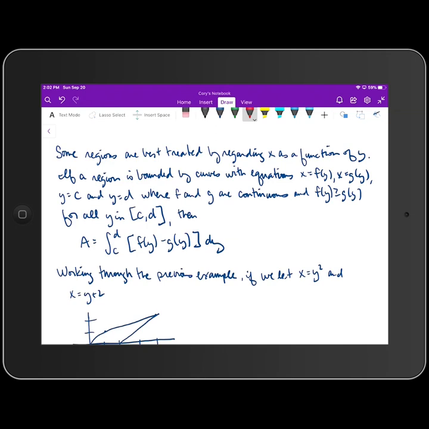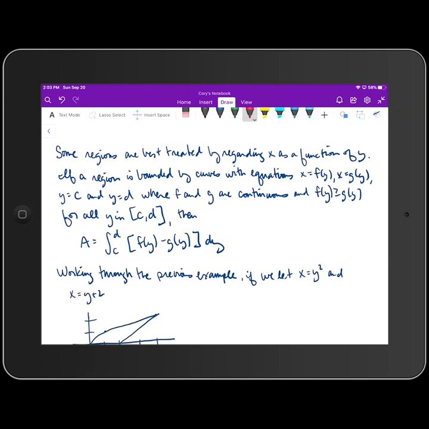Okay, so when we're integrating with respect to y, both our functions and our limits of integration have to be written in terms of y values. The smallest y value that bounds the area is y is equal to c, so that's our lower limit. The biggest y value that bounds the area is y is equal to d, so that's our upper limit. And then we're taking the larger function, which is f of y, and subtracting the smaller function, which is g of y.